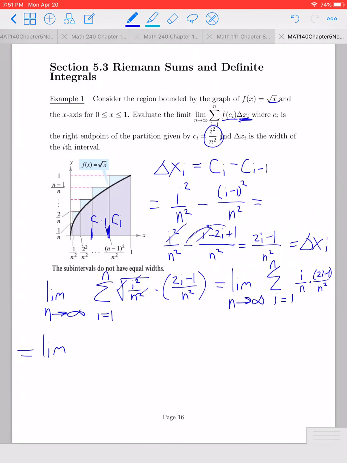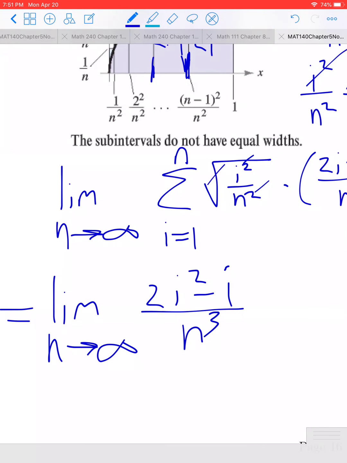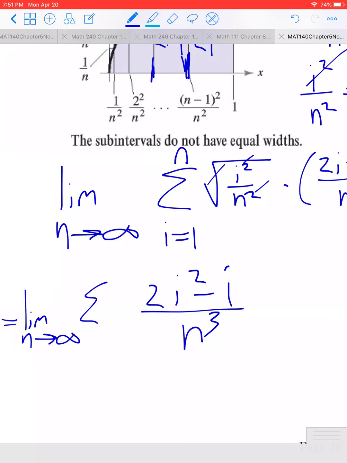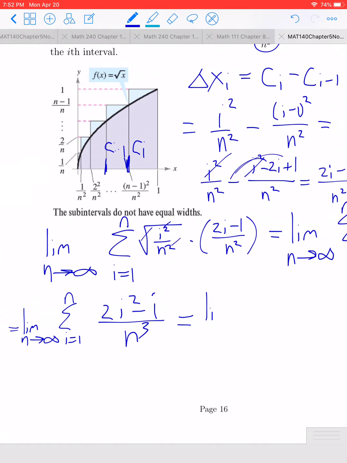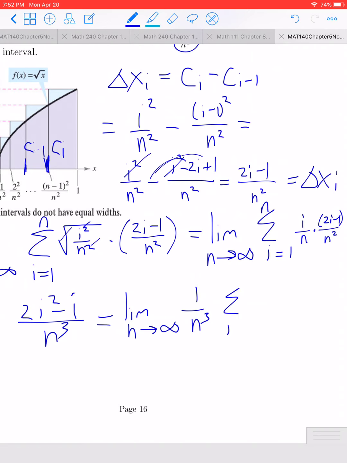This is equal to the limit as n approaches infinity of 2i squared minus i in the numerator, all divided by n cubed. I don't want to forget to write the sum. Remember, the sum is over i, excuse me, I meant to say. So the 1 over n cubed can be factored out of the sum, like this. Two i squared minus i.